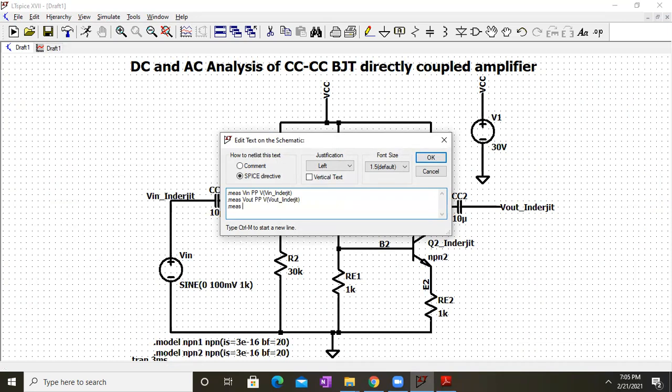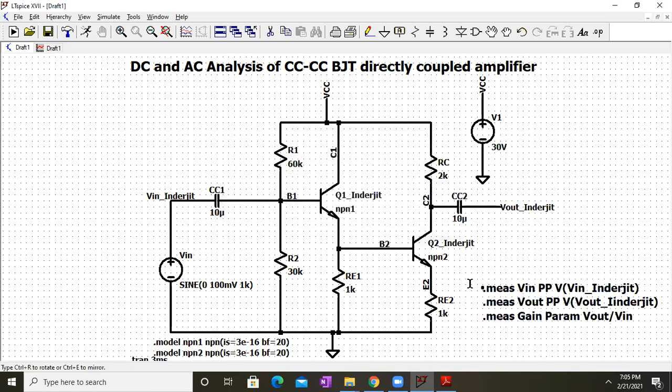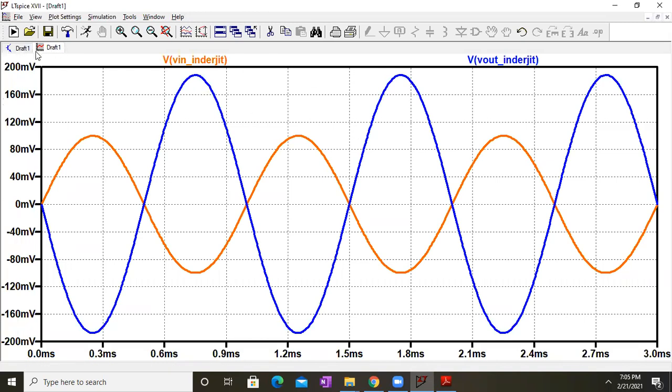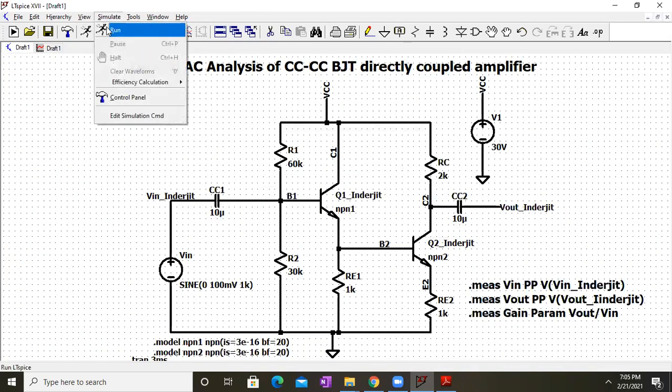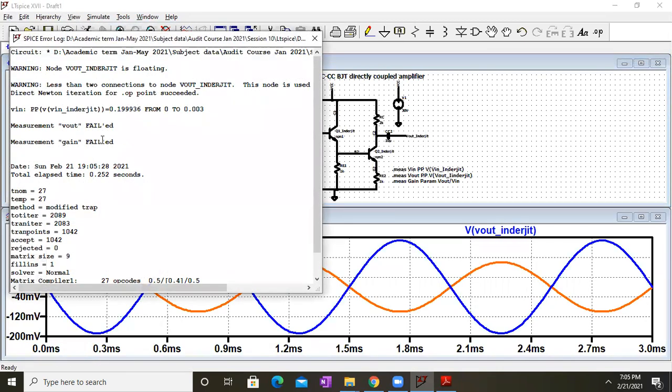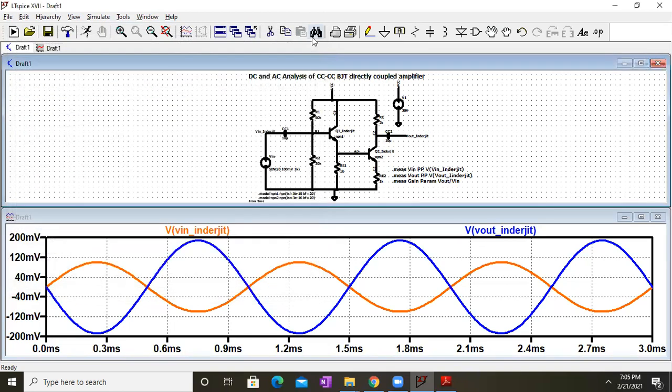Then I want to calculate the gain. So I'll use gain param. This will be V out divided by V in. So this statement will directly calculate the gain automatically. Let LTspice give you the peak to peak value rather than you visualizing it from here by using the cursors. Again, I'll click on simulate, click on run, and then go to view, check the spice error log. Oh, it's coming out to be failed. Okay, let us see why.